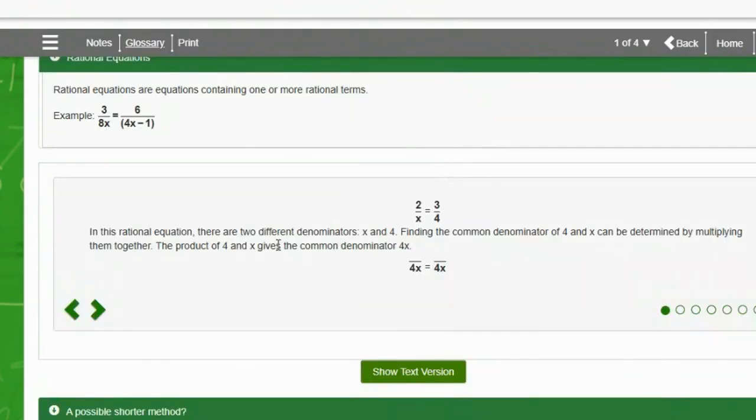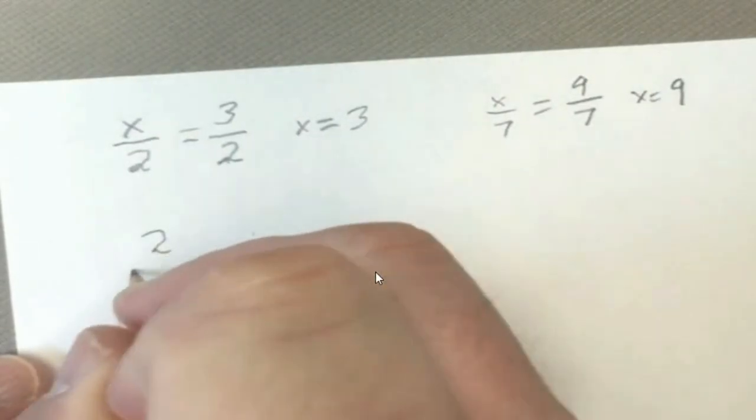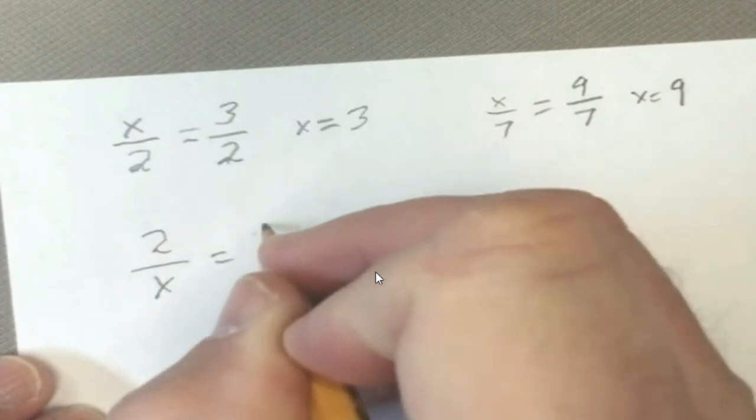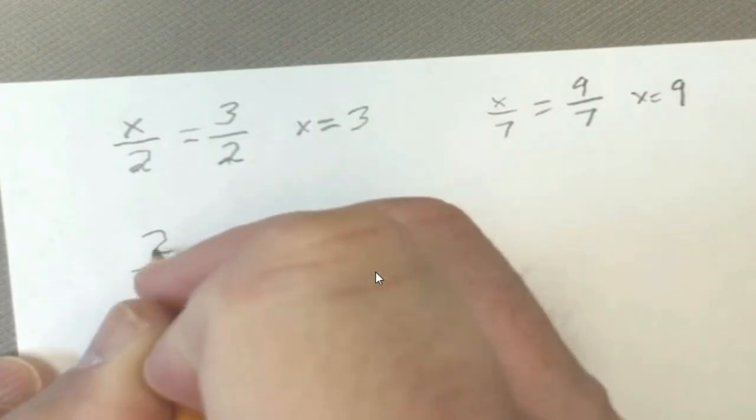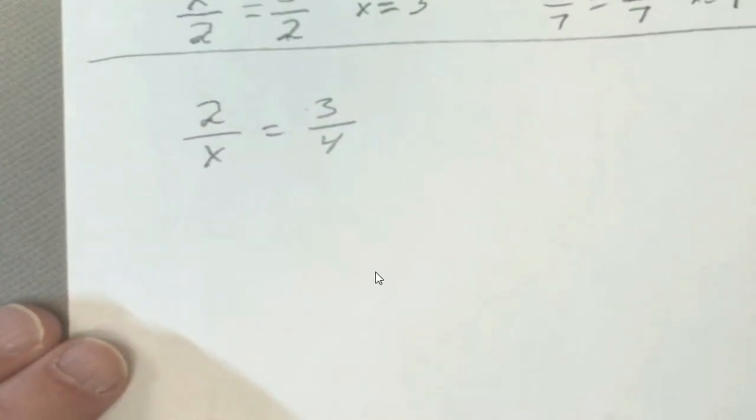Okay, on this one, two different denominators. So let's look at what they're doing here. So they have an expression that's 2 over x equals 3 over 4. Okay, so let's divide that up. 2 over x equals 3/4.